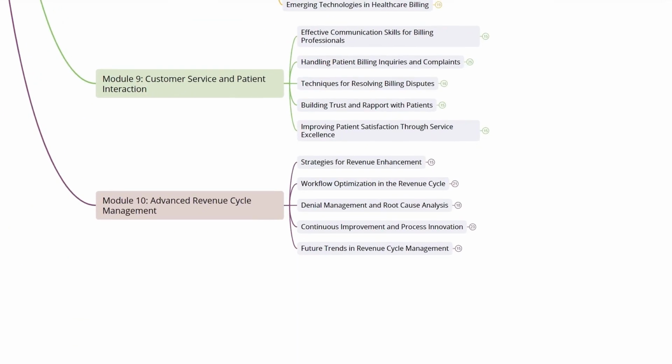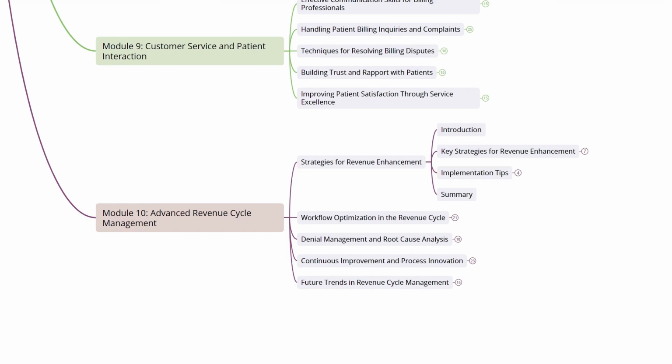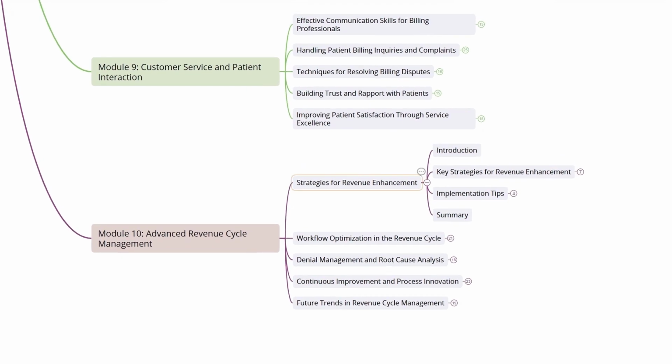Module 10, Advanced Revenue Cycle Management. In a competitive healthcare landscape, organizations must go beyond basic processes to implement strategic, forward-thinking revenue management practices. Firstly, strategies for revenue enhancement. Explore innovative approaches such as engaging in patient renegotiations, expanding service lines, and leveraging data analytics to identify new revenue opportunities.